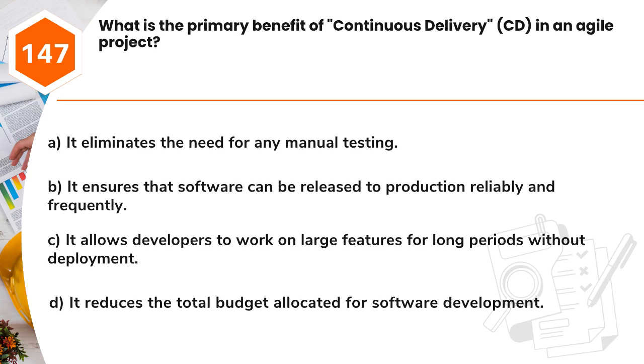Question 147. What is the primary benefit of continuous delivery, CD, in an Agile project? A. It eliminates the need for any manual testing. B. It ensures that software can be released to production reliably and frequently. C. It allows developers to work on large features for long periods without deployment. D. It reduces the total budget allocated for software development.